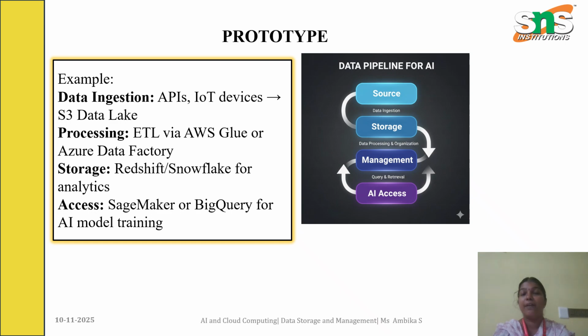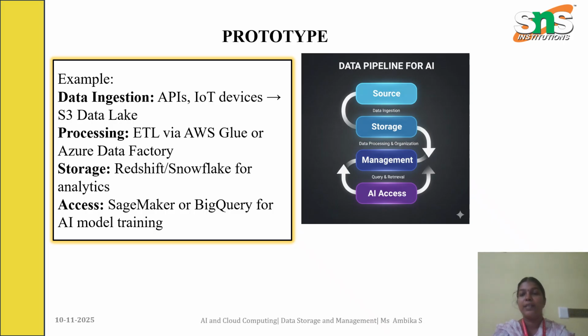Now let us develop a prototype model which includes the following architecture, that is data ingestion. We collect raw data from multiple sources, such as using application programming interfaces, IoT devices, etc. Next comes the processing. The processing of the data will be done using the ETL process, that is extract, transform, load, for example AWS Glue or Azure Data Factory.